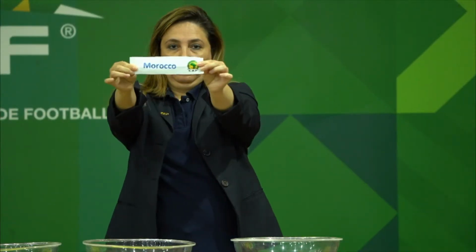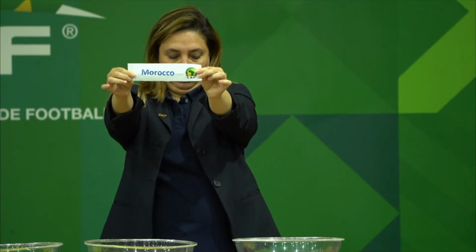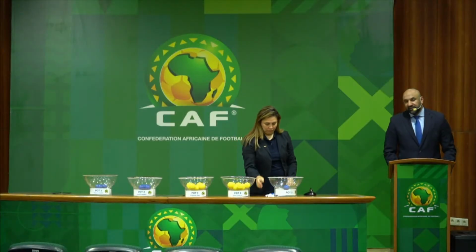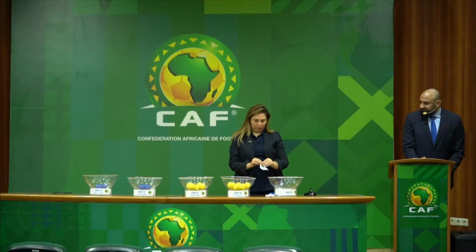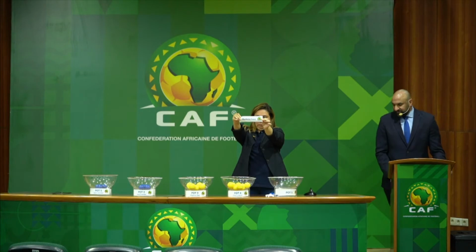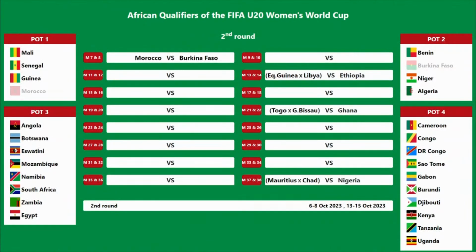Morocco. Morocco was eliminated from the 4th round of the qualifiers of the previous edition, and they will play against Burkina Faso. Burkina Faso was eliminated from the 2nd round of the previous edition. So match 7 and 8 will be between Morocco and Burkina Faso.